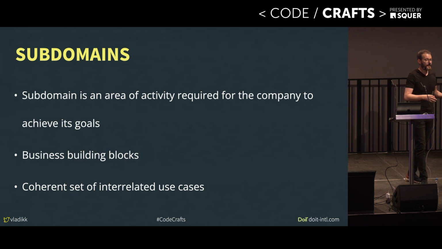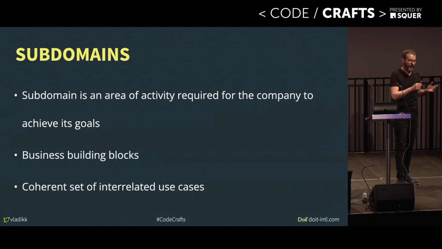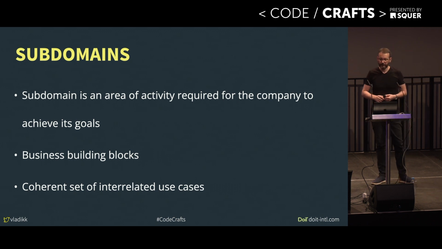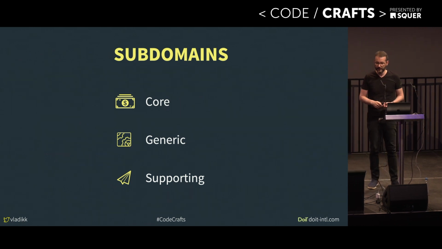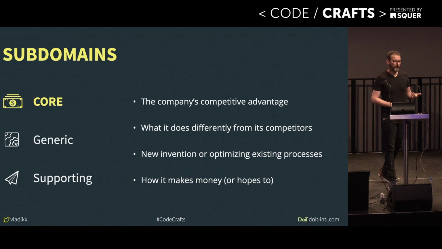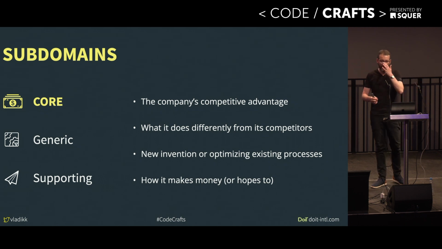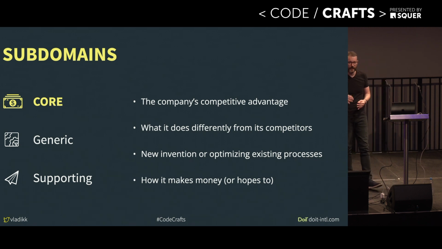Different subdomains are needed for the company to succeed in its business domain, but not all of them have the same strategic importance. Actually, we have three types: core, generic, and supporting. Core subdomain is all about the company's competitive advantage. This is how the company is making money. Here we're implementing some know-how solutions, some new algorithms, inventions, smart optimizations, things that our competitors don't have, things that give us an edge over our competitors.